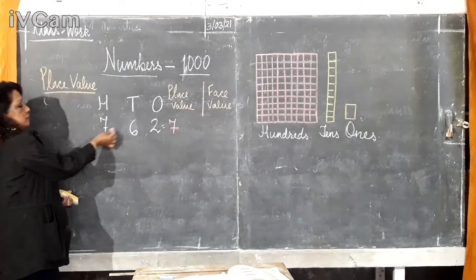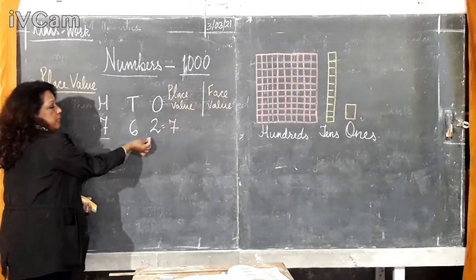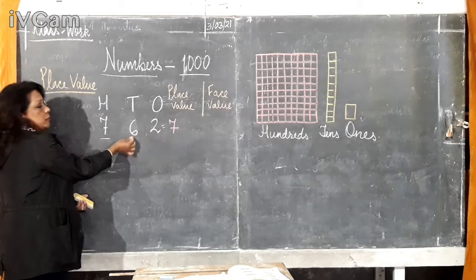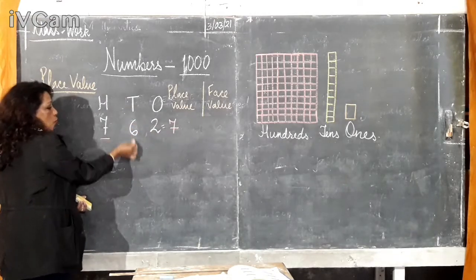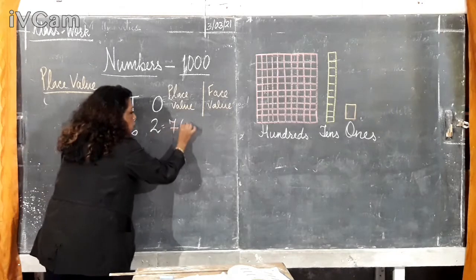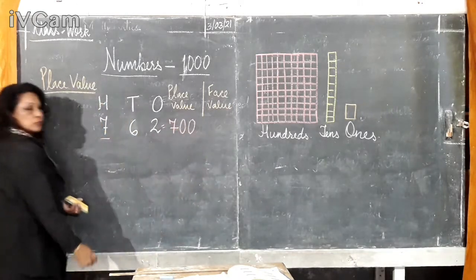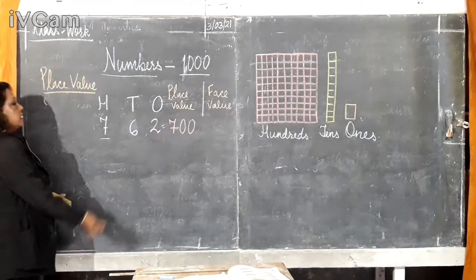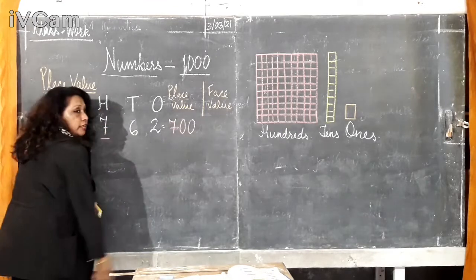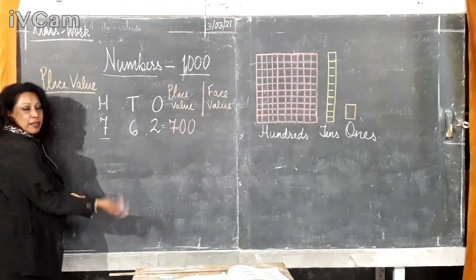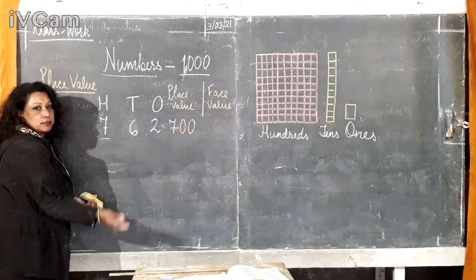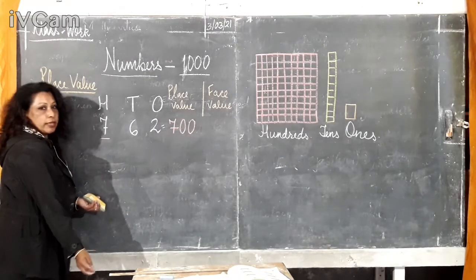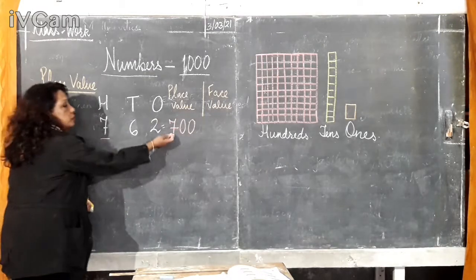And after 7, how many places are there? How many place values are there? 2. 1, 2. So you write 7 and 2 zeros: 7, 0, 0. That means 700. You can also write 7 and spell out hundred, H-U-N-D-R-E-D. Both ways you can write, but this will be easy.